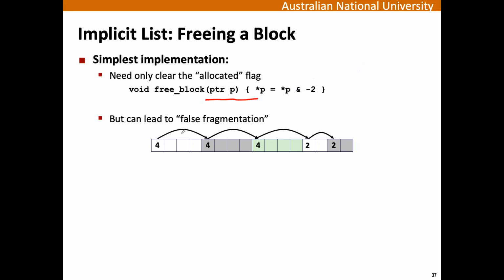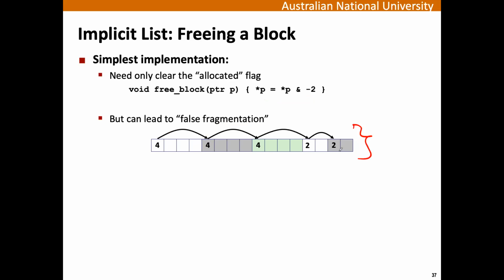So in our implicit free list, if we do this to a block, when we are traversing, we can actually read the bit and we know that this block is not allocated. But this has a problem. We can end up with false fragmentation. So this is an example here. This is the state of our heap.